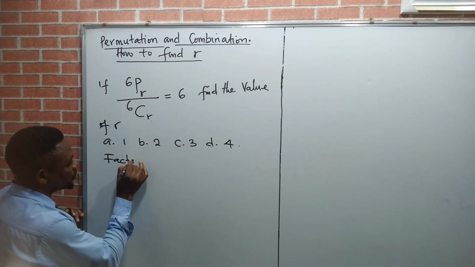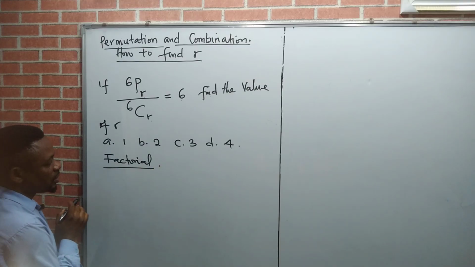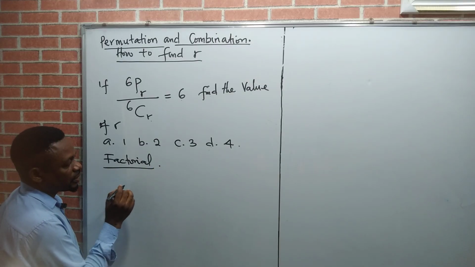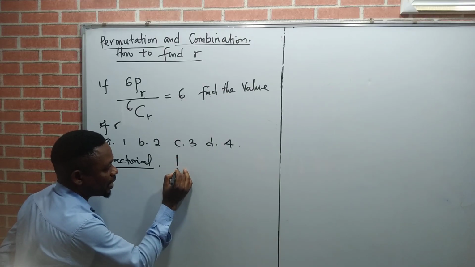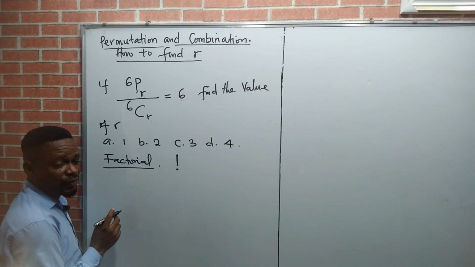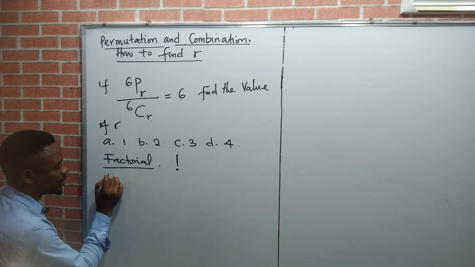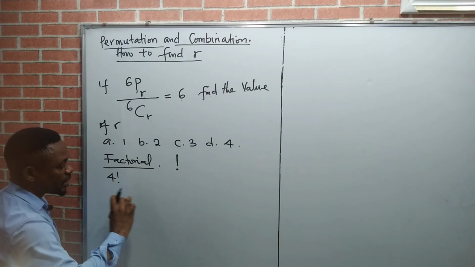It's called factorial. That basic thing. Now what is the word factorial? It's just a symbol that is represented by an inverted I. So whenever you see something like this, it is called factorial.